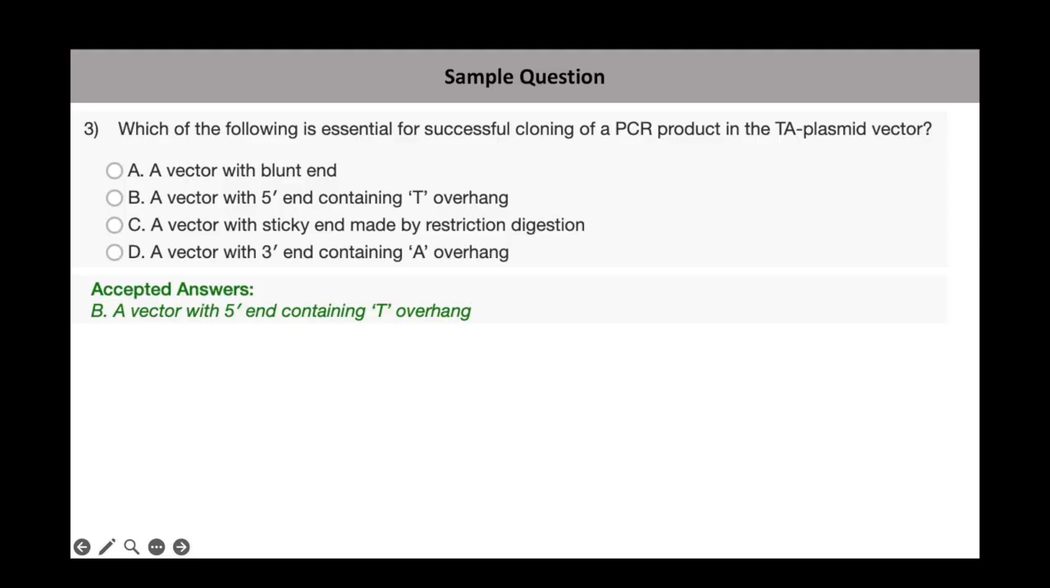So option B is correct in this case. C was a vector with sticky ends made by restriction digestion. So in this case, there is no requirement of a restriction enzyme which will digest and form the sticky end. So it is wrong. And option D was a vector with 3' end containing A overhang. This is wrong because the vector will not contain A overhang. Instead, the PCR product will contain A overhang and the vector will contain T overhang. So option B in this case is correct.